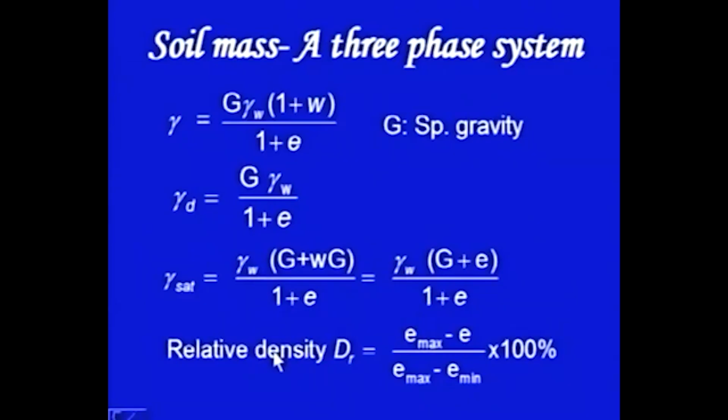Now, for sandy soils, a very important term is called relative density Dr. This is defined as (e max minus e) divided by (e max minus e min). e max means the maximum value of void ratio which the soil mass can attain, so it will be the loosest state. e is the natural void ratio, and e min stands for when it is compacted, quite dense, the maximum density.